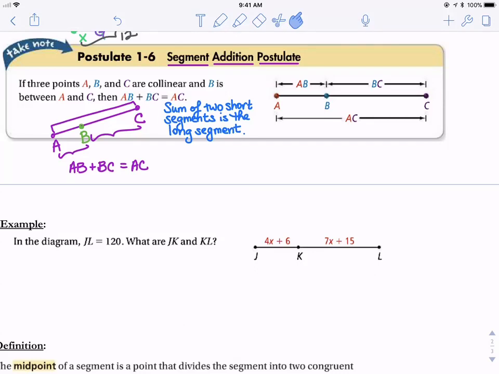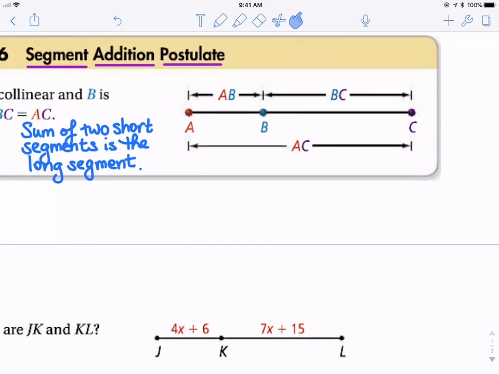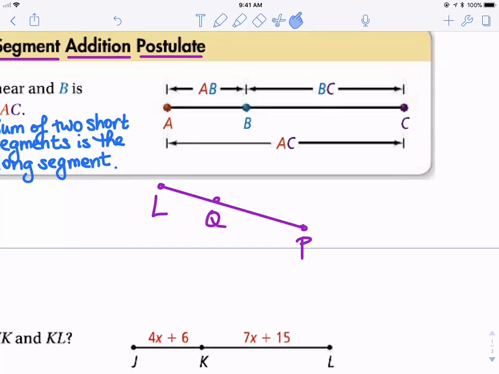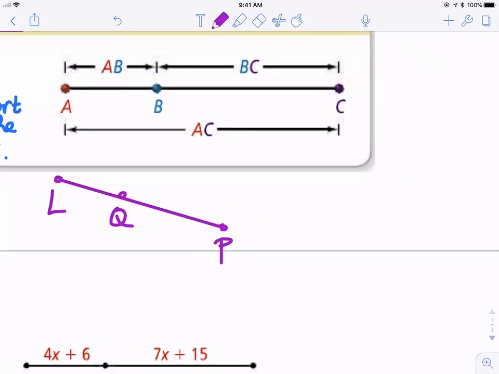This is a continuation of lesson 1-3 about segment measurement. So let's talk about the segment addition postulate. Suppose that you have a segment LP with point Q on it. Here is the segment addition postulate equation. This is one way to abbreviate segment addition postulate.